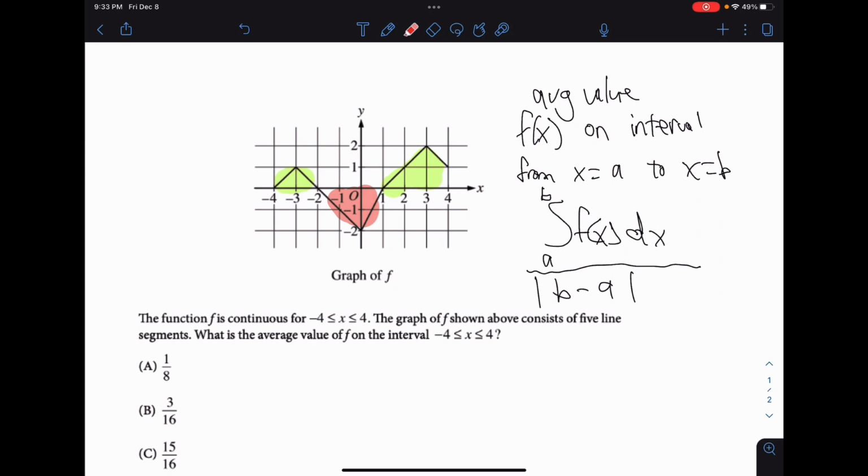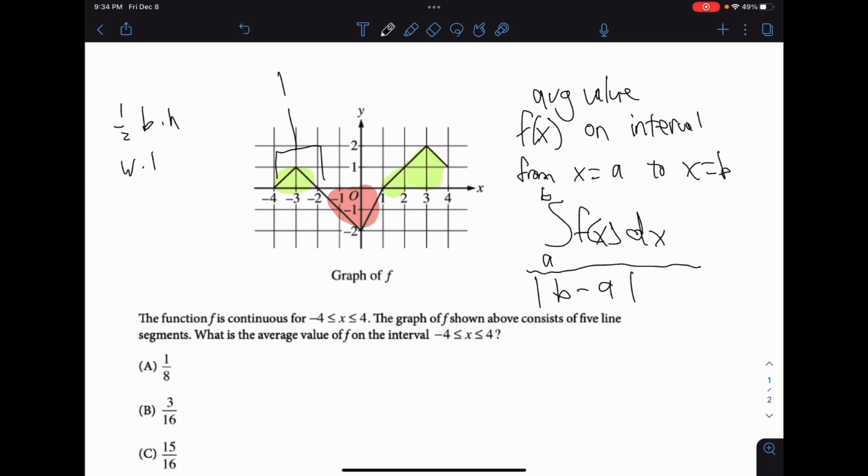So how are we going to get those areas? Well, this is a graph of lines. It's just a bunch of triangles and squares. You guys know how to do that. How do you get the area of a triangle? Well, it's 1/2 base times height. How do you get the area of a square? Well, it's just width times length. So let's sum up the triangles. We have a triangle right here. Base is 2, height is 1. 1/2 times 2 times 1 is just equal to 1.